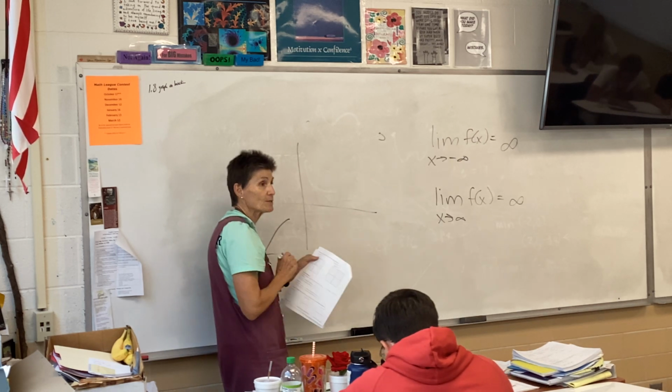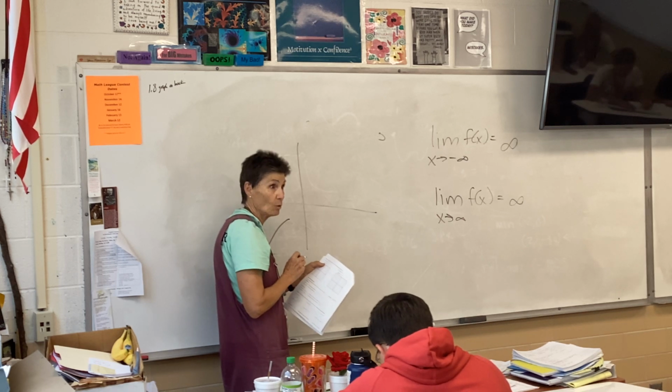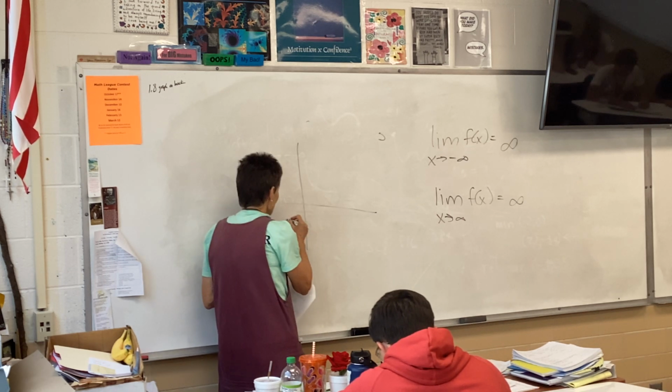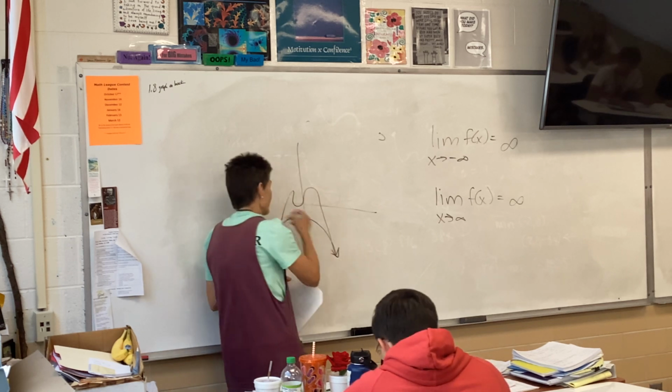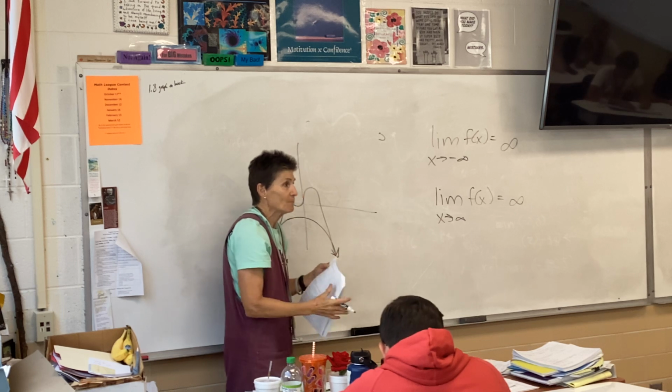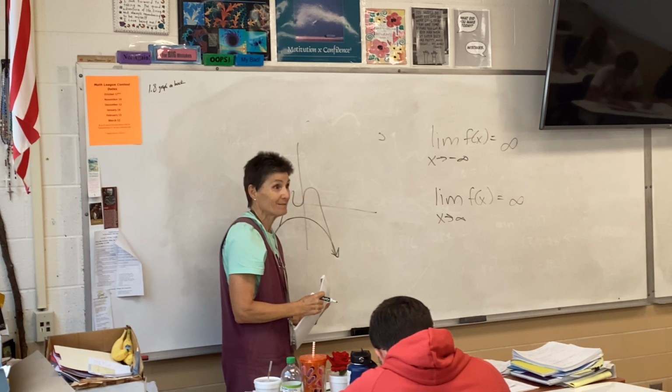What's happening on the other side? It's also going down. So you could just make it a parabola. I mean, that would be fine. You could also put some kind of weirdness in there. It doesn't matter as long as both of them are going down.